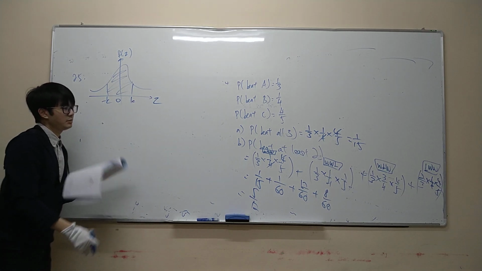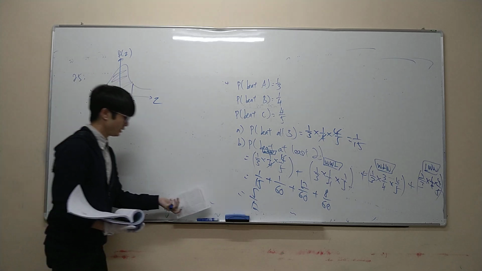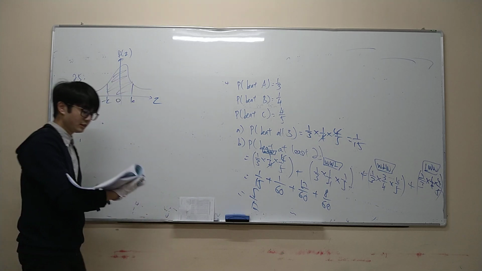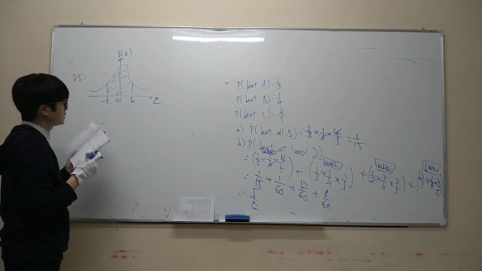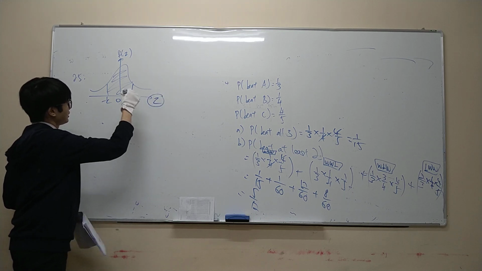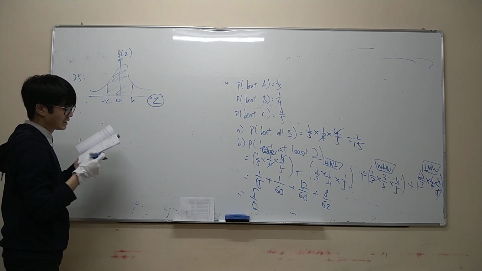When you see z, it means you need to use the table. So take out your table, right? So I'll put it here. Later you have to use it. Okay, the diagram shows the standard normal distribution graph. If it is a graph of z, it means later you need to use the table.